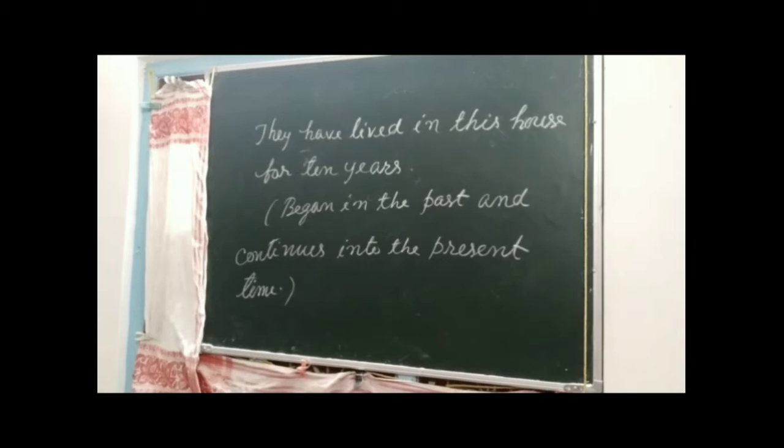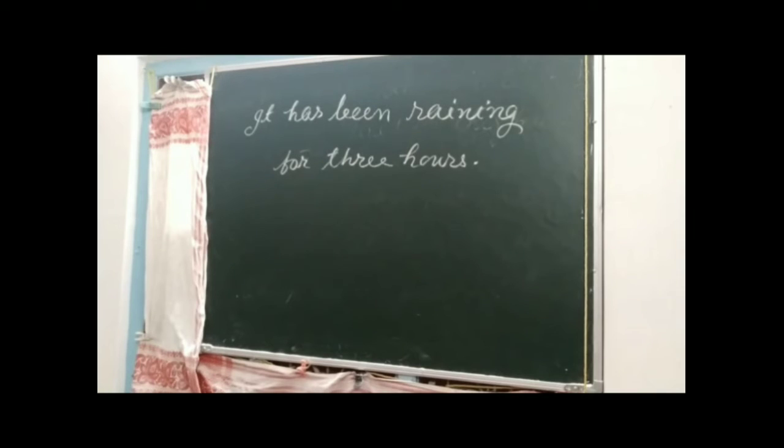Like in this sentence, example, they have lived in this house for 10 years. Here, the action began 10 years ago and still it continues to the present time. Similarly, it has been raining for 3 hours. That means the action began 3 hours ago and still continues.